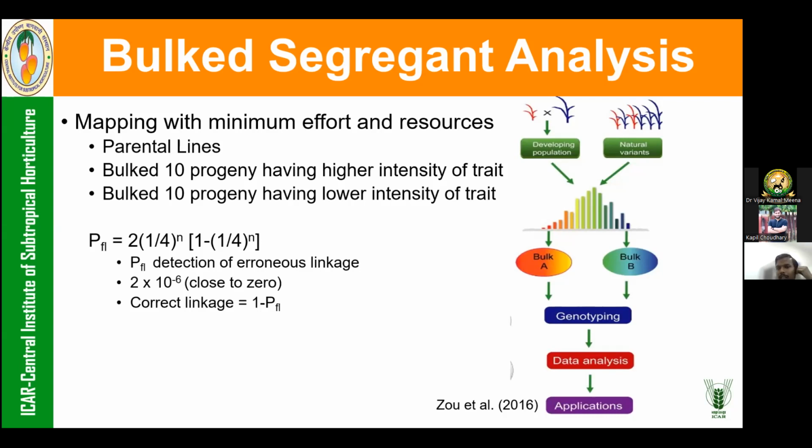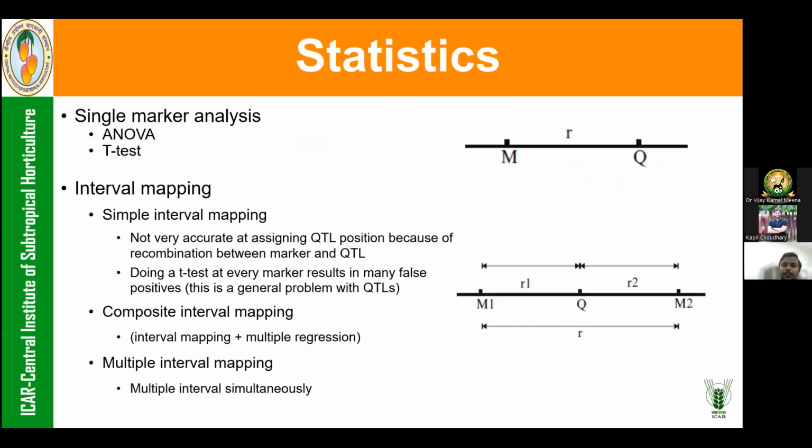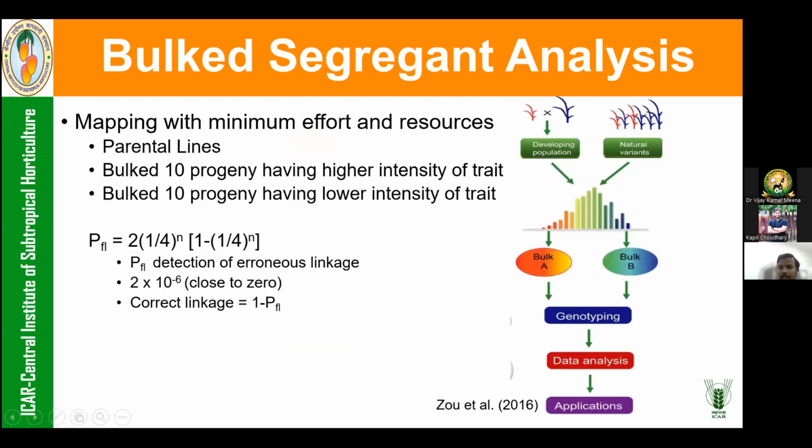This is a very simple technique, and it doesn't require full population genotyping. Here you generate a mapping population like F2 and phenotype the whole F2 population. You take 10 from one extreme and 10 from the other extreme, bulk those extremes, genotype them with your markers, and see which marker is co-segregating with the trait of interest.